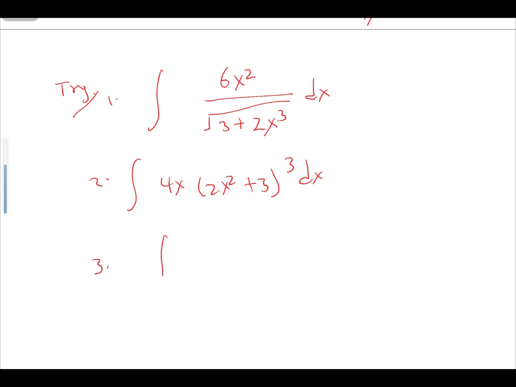And the last example that I want you to try is the integral of exponent x over 1 plus exponent x dx. So don't hesitate to try your hands on these ones and then see how well you understand this topic.